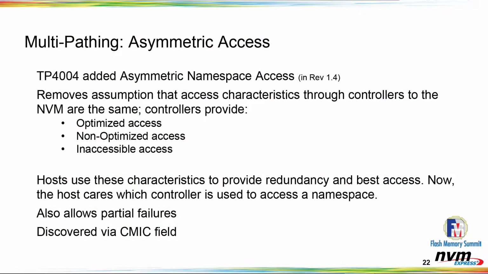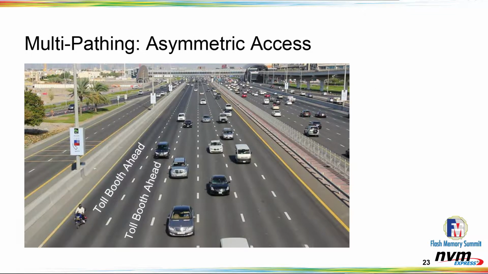With asymmetric access, you have something a little bit different going on. You have some set of paths which are faster than other paths. And the example case I've seen here, you see the same highway, but in fact, two of those lanes have toll booths on them. So all the traffic on those two lanes are going to have to slow down to be able to pay their toll.